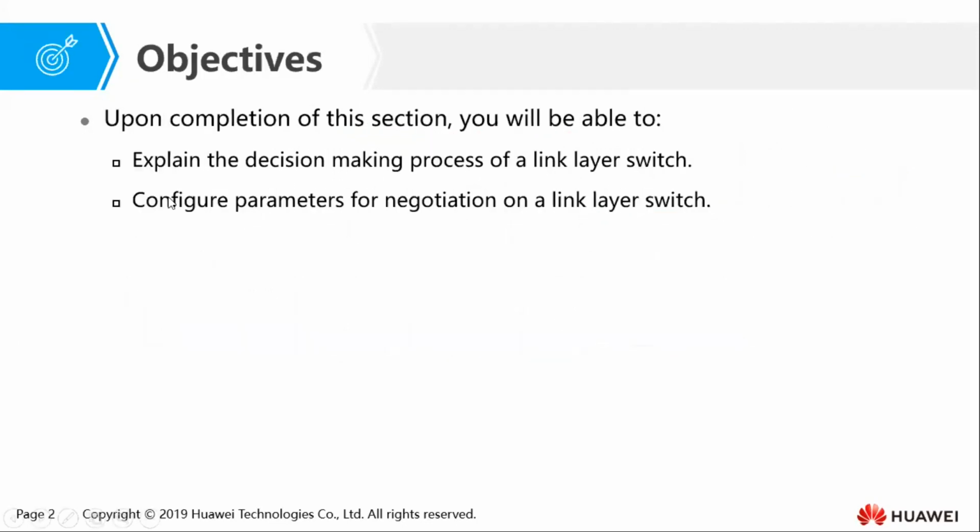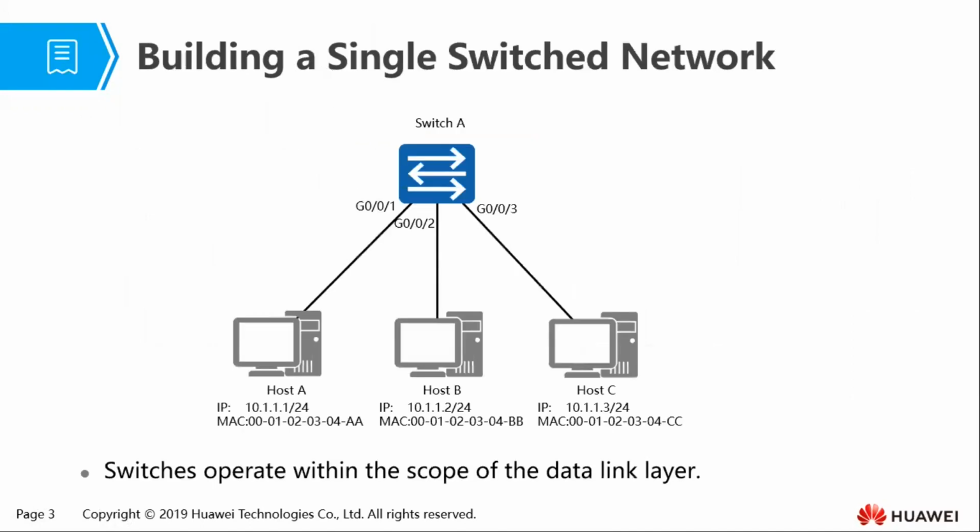So by the end of this chapter, you should be able to explain the decision-making process of a link layer switch and configure parameters for negotiation on a link layer switch. Exactly. So let's do it.